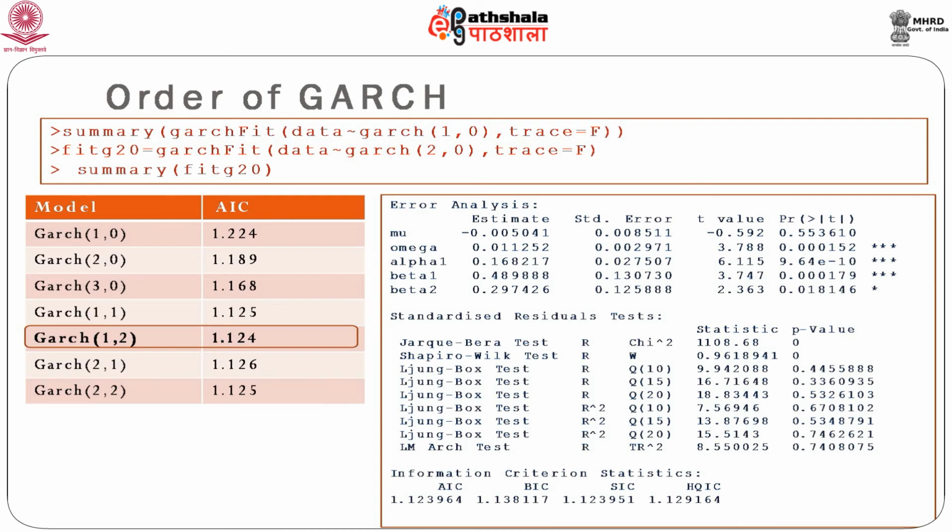Then we can fit the GARCH model, that is garchFit on data with GARCH 2,0, that is just fitted, and a summary can be generated. But the final model would be 1,2. This was used to generate the AIC value, because once you generate the summary, that will give you the AIC value, but the final model would be of order 1,2. For 1,2, the results would be displayed like this, and mu is almost 0.